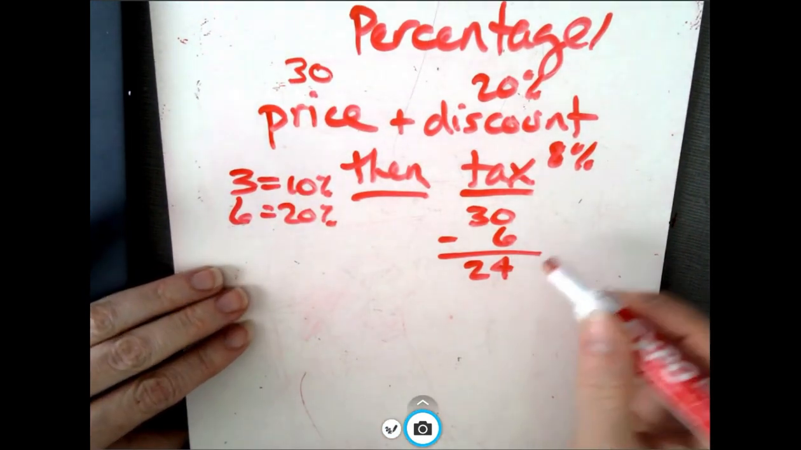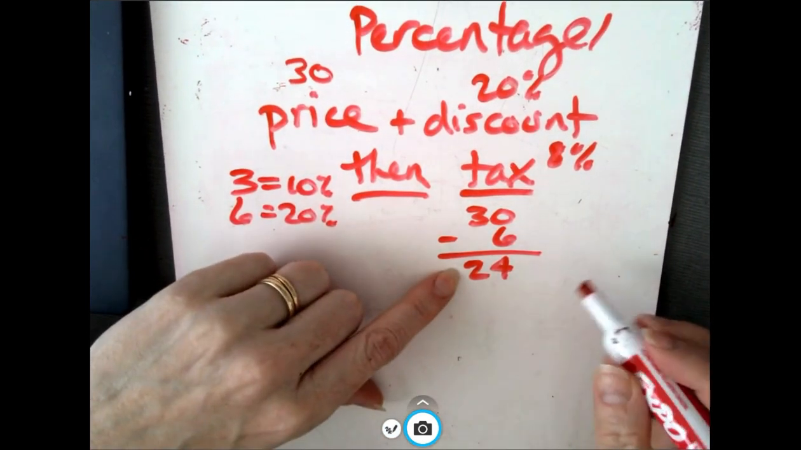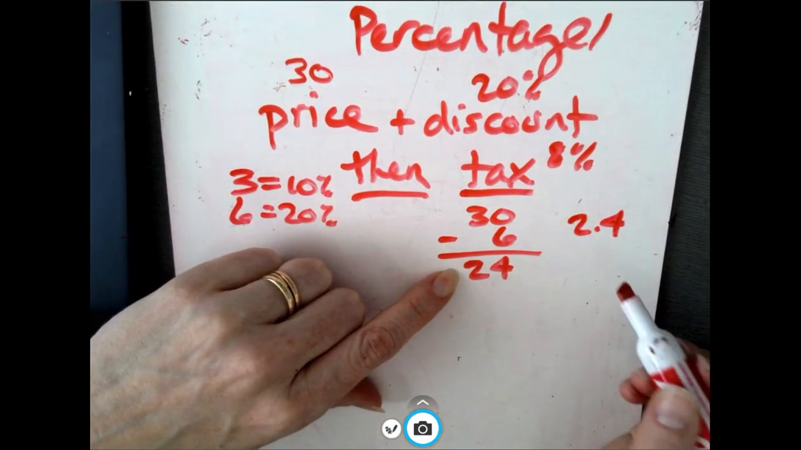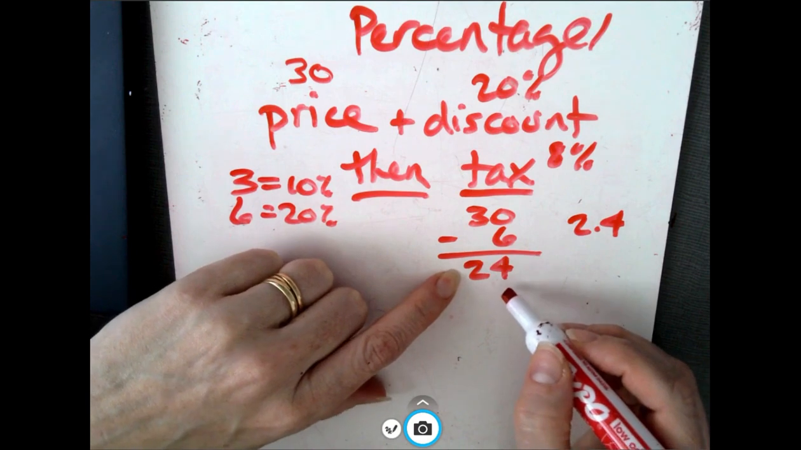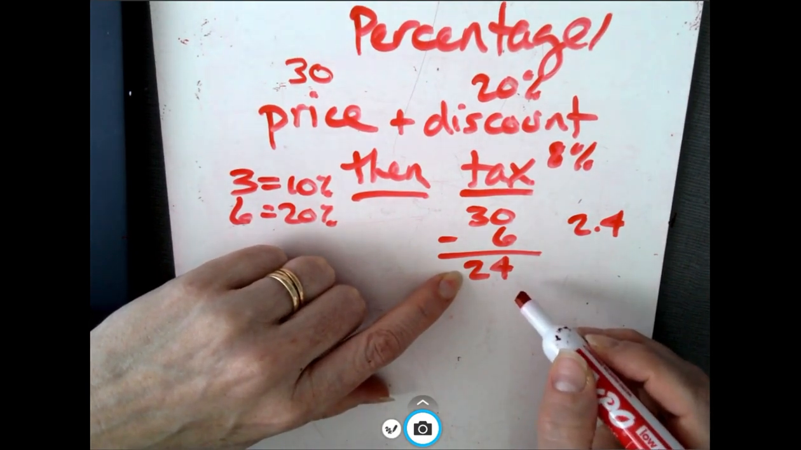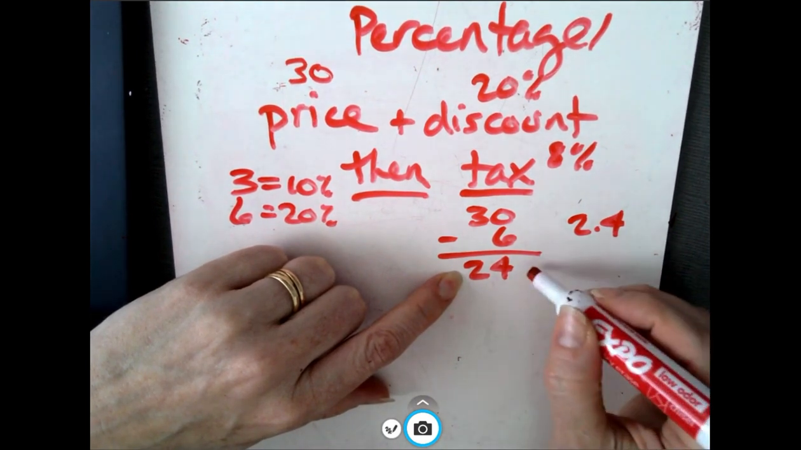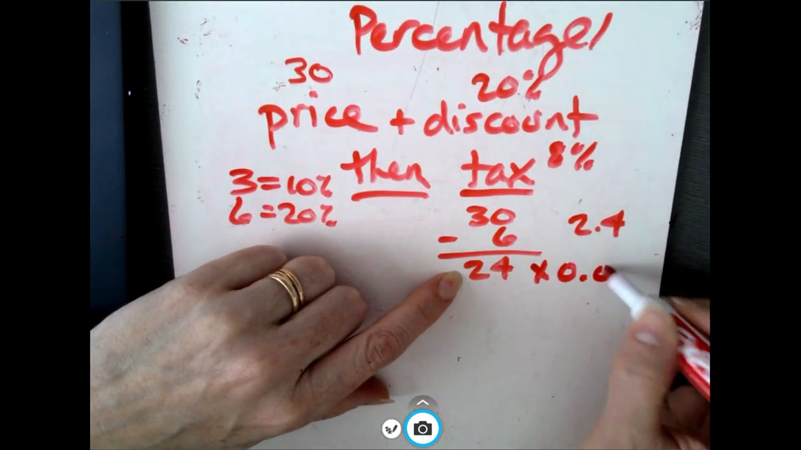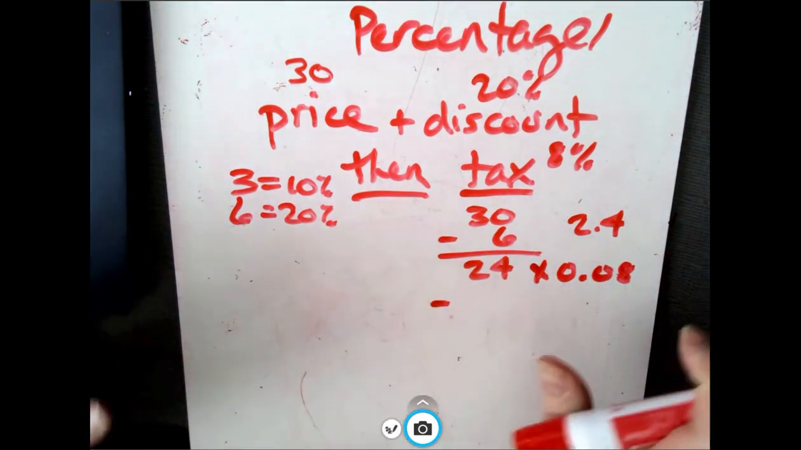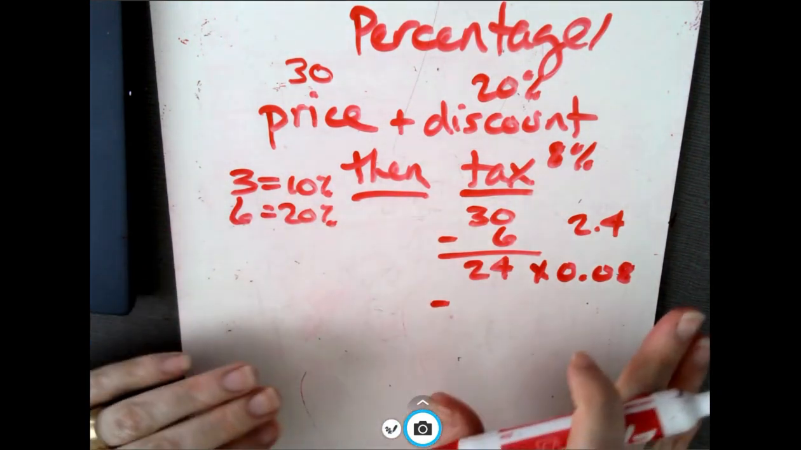So then I need to find 8% of 24. Now I know 10% is 2.4. So if this is multiple choice, I might just take about $2.50 off this and then see if there's an answer that looks pretty close to that. You can find it more precisely by multiplying by 0.08 and then taking that off. Okay, so that's price, discount, and tax.